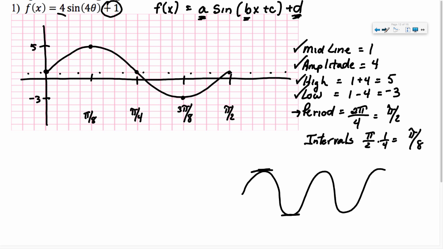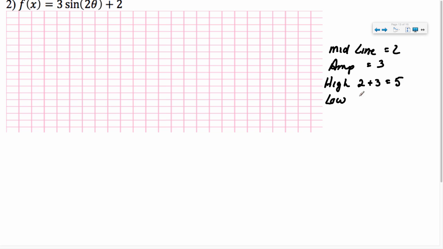Okay, let's try another one. 3 sine 2 theta plus 2. Okay, so this is even higher. So our midline is 2. Amplitude is 3. So my high will be 2, where it starts, plus an amplitude of 3, so that's up to 5. My low will be 2 minus 3, or negative 1.